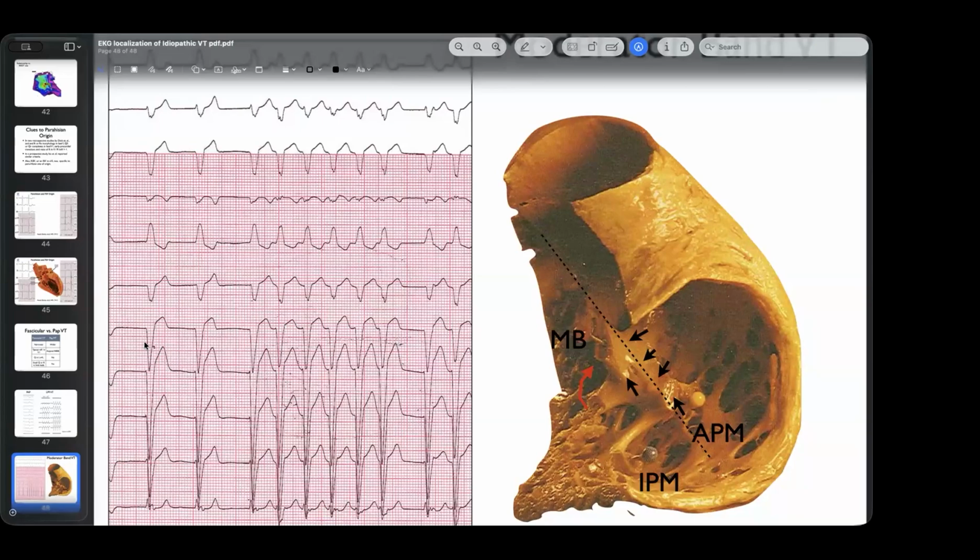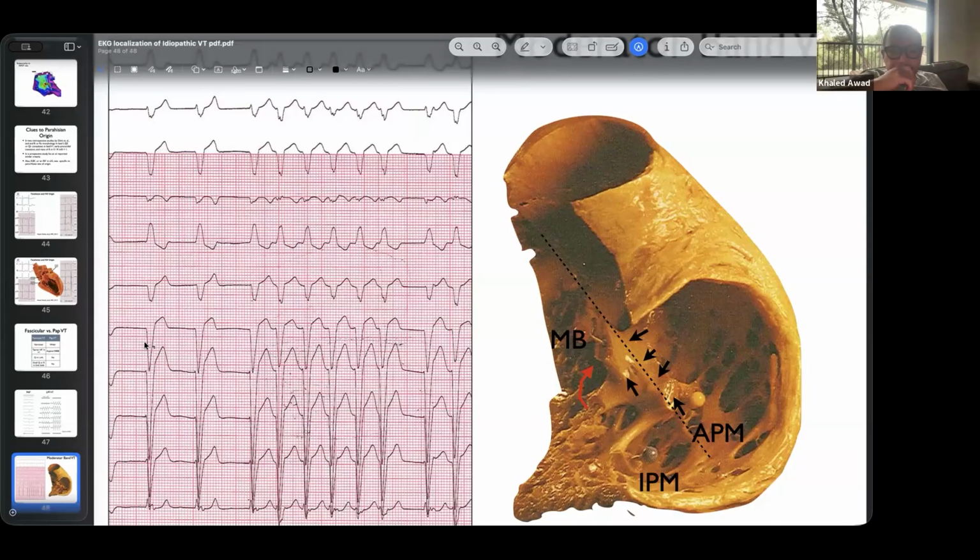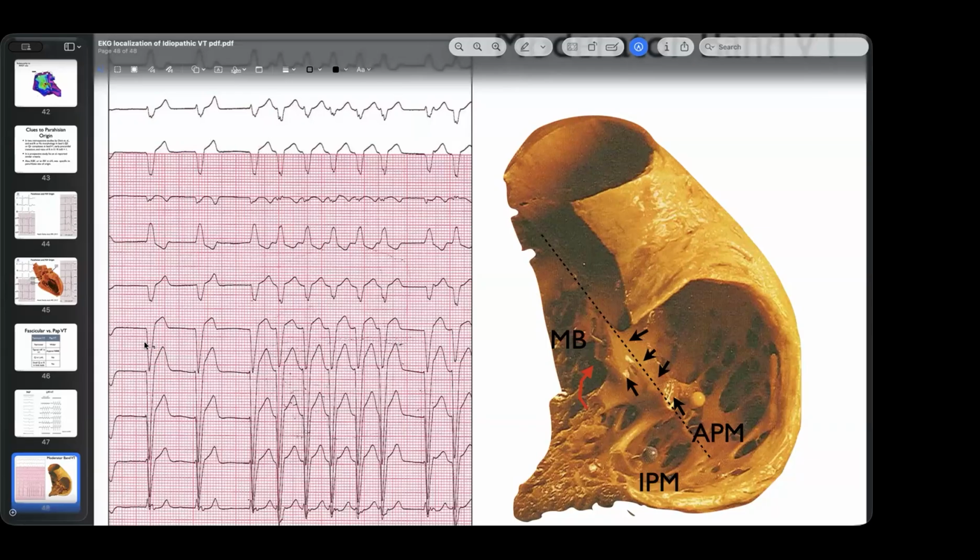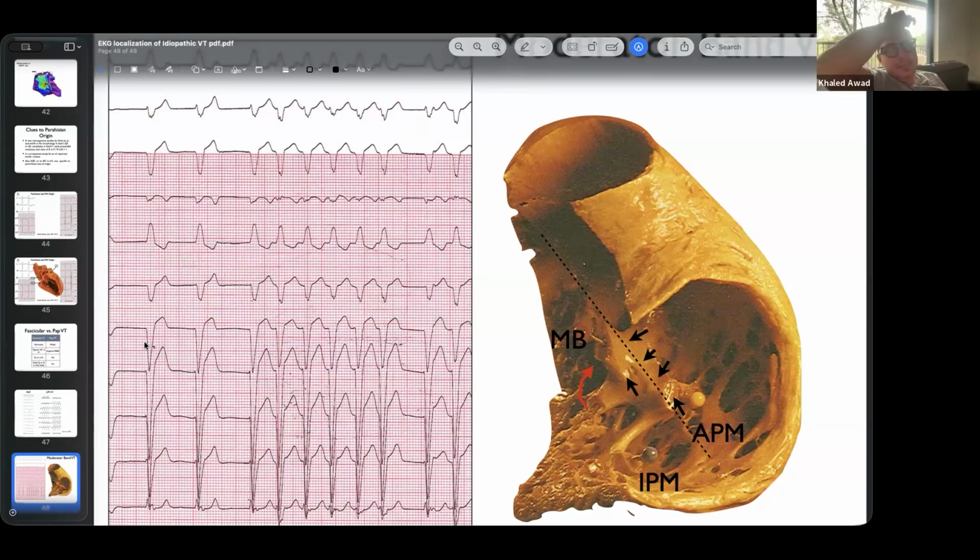Does this apply for RVOT? I'm sorry, say that again. Does this apply for outflow tract arrhythmias also? Do you go there without a sheath? Because I found that the posterior superior aspect of the right ventricular outflow tract is sometimes also difficult to get to. I see what you're saying.